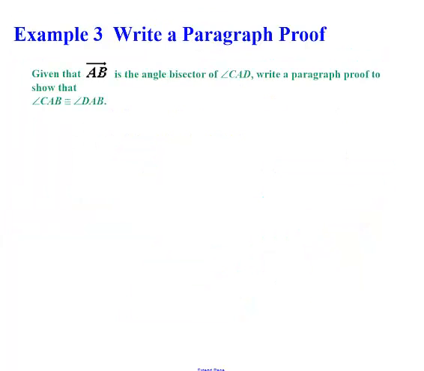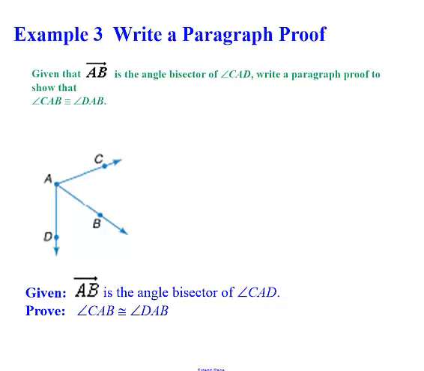Example 3. Write a paragraph proof. Given that ray AB is an angle bisector of angle CAD, write a paragraph proof to show that angle CAB is congruent to angle DAB. So the first thing I would want to do is draw a picture to illustrate what I'm looking at. So I'm given that ray AB is an angle bisector of angle CAD. So I would first want to draw angle CAD and bisect it with ray AB. Now I need to prove that those two angles are congruent, angle CAB and angle DAB.